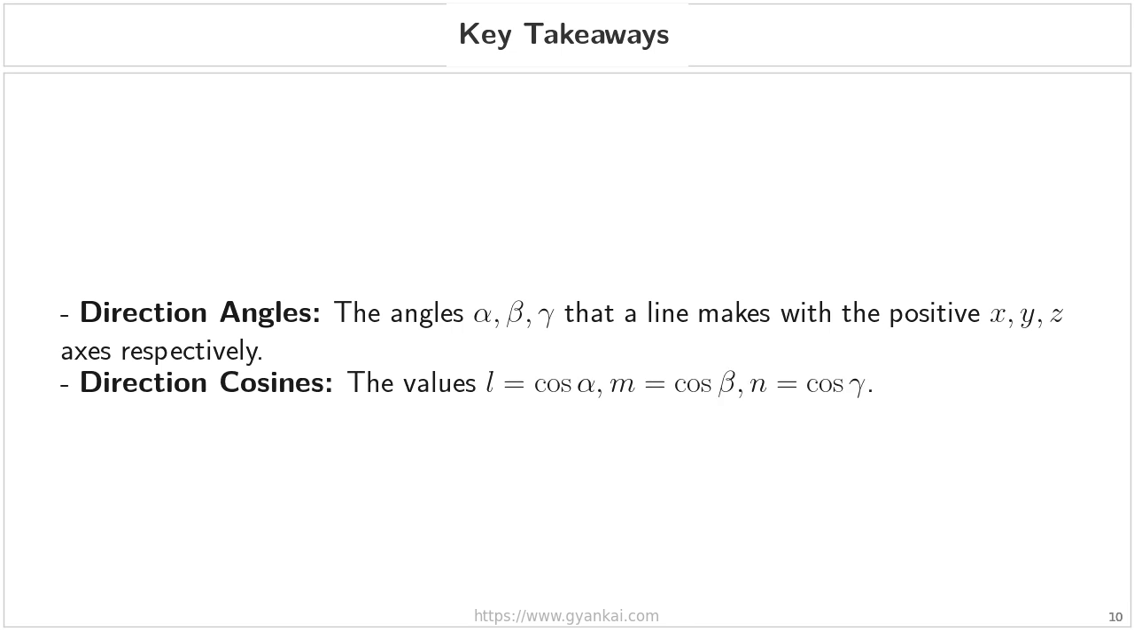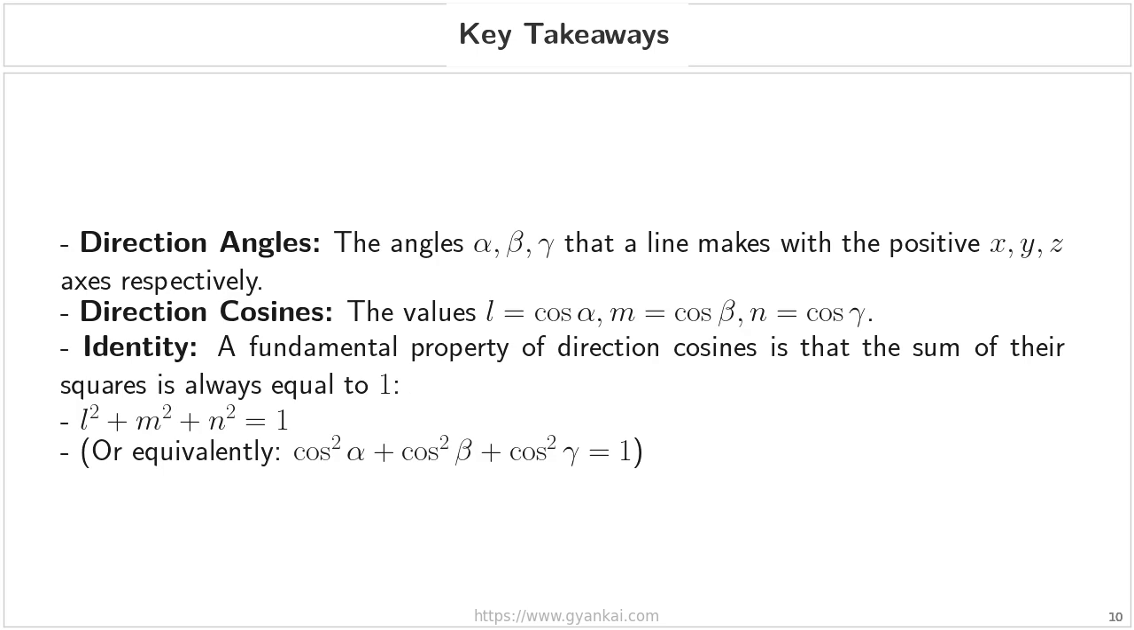Second, we have the direction cosines. As we saw in our step-by-step breakdown earlier, these are simply the cosine values of those angles. We represent them using the lowercase letters L, M, and N, where L equals cosine alpha, M equals cosine beta, and N equals cosine gamma. This set of three values is what uniquely tells us exactly which way the line is pointing in 3D space.